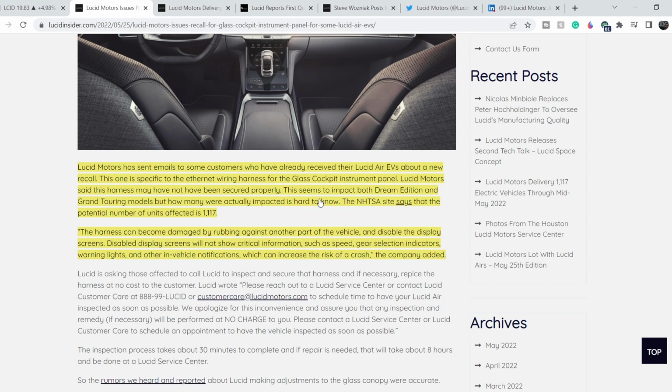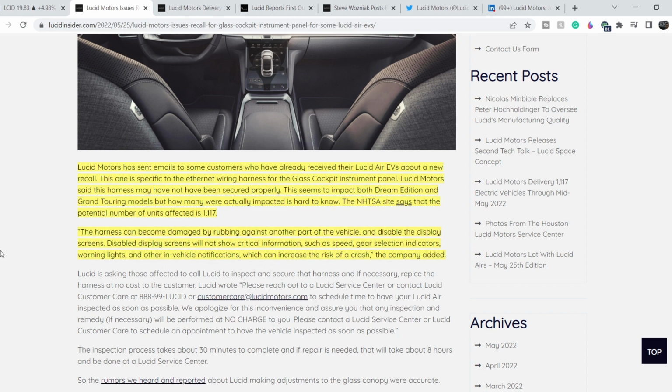This seems to impact both Dream Edition and Grand Touring models, but how many were actually impacted is hard to know. The NHTSA site says that the potential number of units affected is 1,117. The harness can become damaged by rubbing against another part of the vehicle and disable the display screens. Disabled display screens will not show critical information such as speed, gear selection indicators, warning lights and other in-vehicle notifications, which can increase the risk of a crash, the company added.